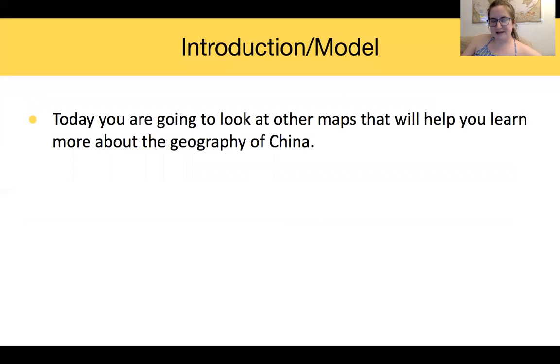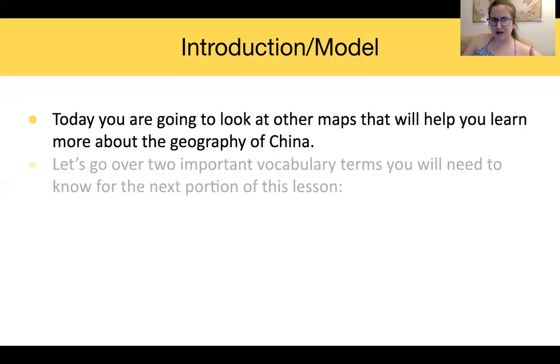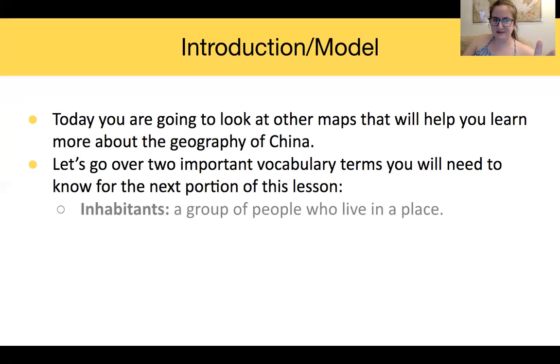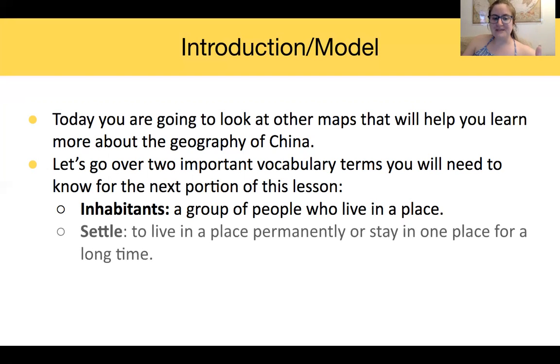Let's talk about your job for today. Today, you're going to look at other maps that'll help you learn more about the geography of China. Let's go over 2 important vocabulary terms that you'll need to know for the next portion of this lesson. One is inhabitants, and I used this word already. Inhabitants are a group of people who live in a place. So we are inhabitants of New York City. To settle means to live in a place permanently or stay in one place for a long time. So when we were talking about the earliest settlements, that's a place where people moved or chose to live permanently or for a really, really long time.